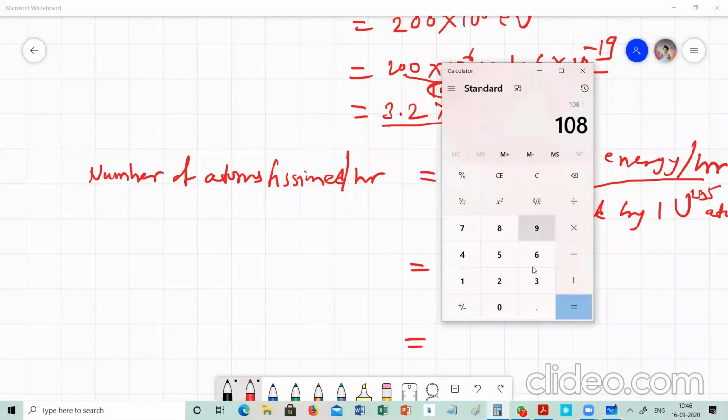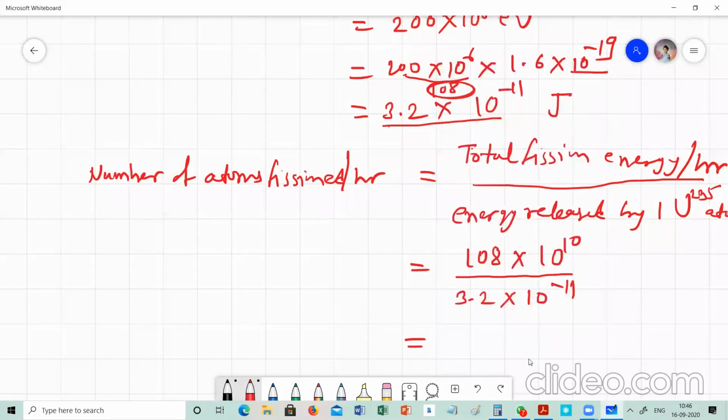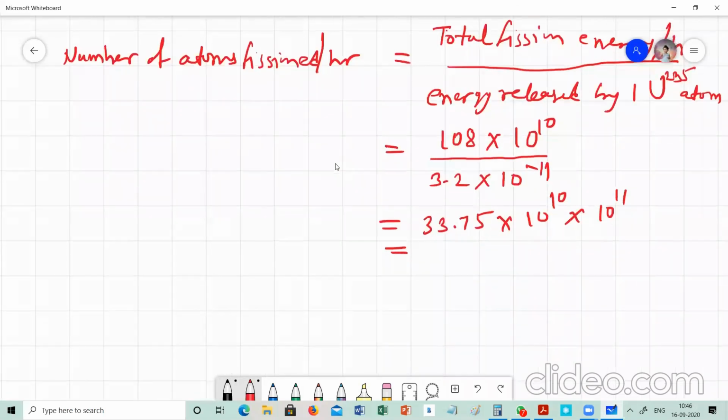108 divided by 3.2 equal to 33.75. This 10 raised to minus 11, when it goes to the numerator, becomes plus 11. This is the basic maths. So it is equal to 33.75 into 10 raised to 21. Okay, these are the number of atoms fissioned in an hour.